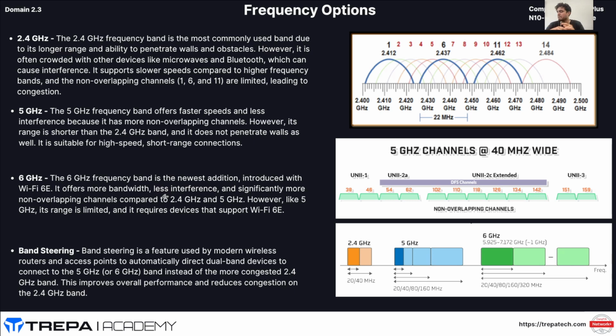Okay, band steering. Band steering is a feature used by modern wireless routers and access points to automatically direct dual band devices to connect to the 5 gigahertz range, or now the 6 gigahertz, instead of the 2.4 gigahertz band if it's more congested. So it just lets us kind of choose the band, right? Well, let me connect to 5 gigahertz. I'm getting a strong signal there and it's less congested. Let me move to that band, okay?